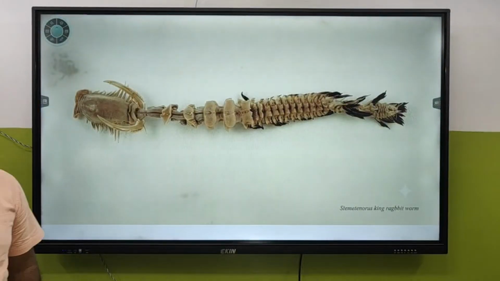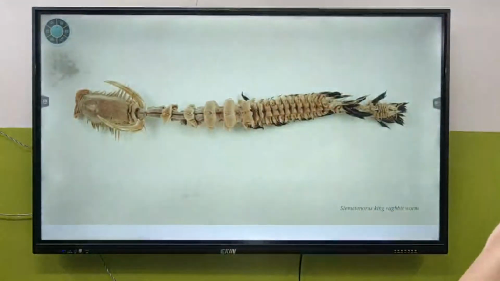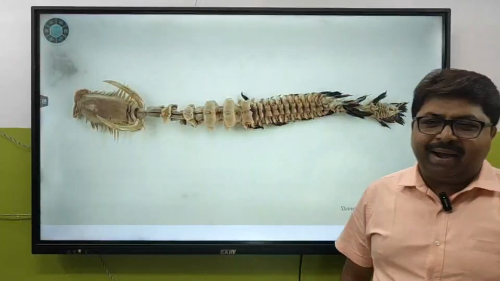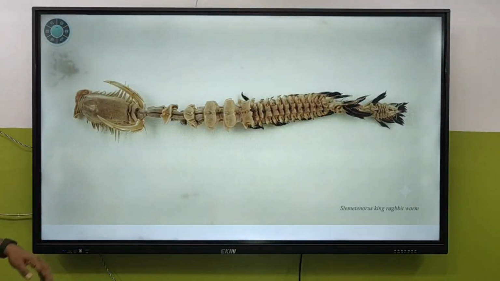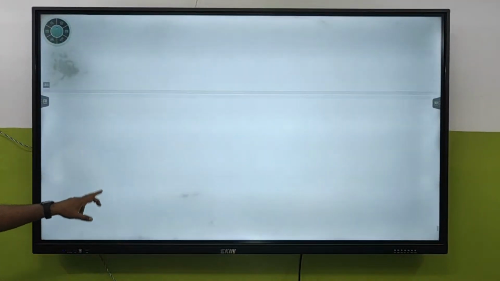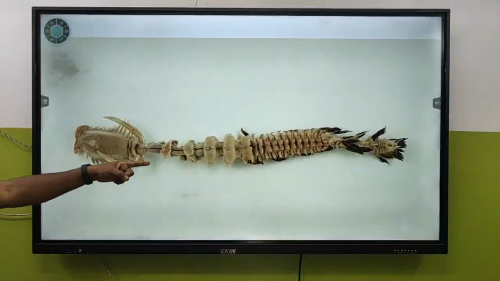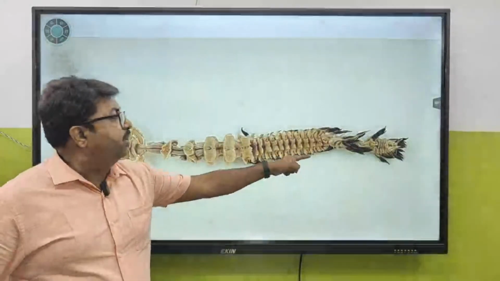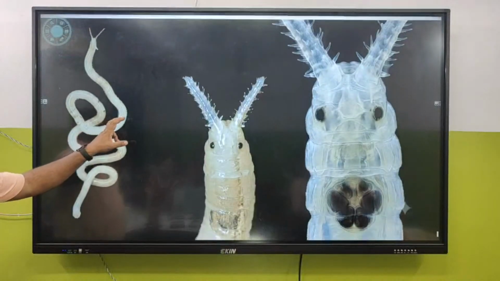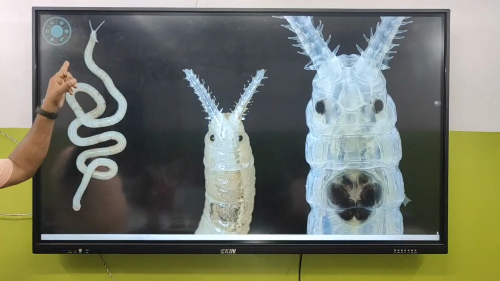And tell me this. This is not a skeleton, this is a worm. This is an annelid. Chaetopterus. Paddle worm. They have got parapodia as a locomotor organ. And tell me this.